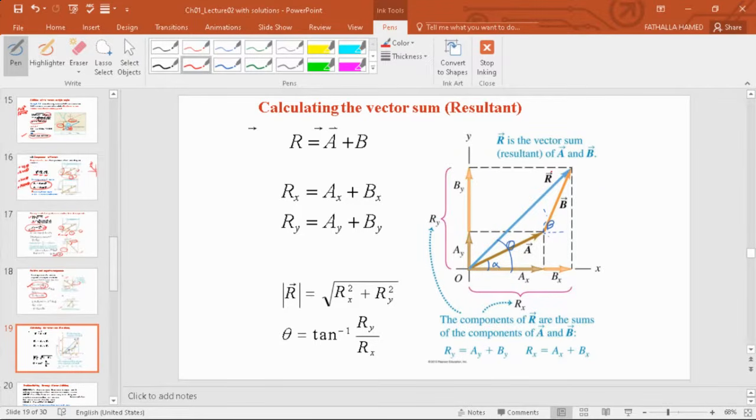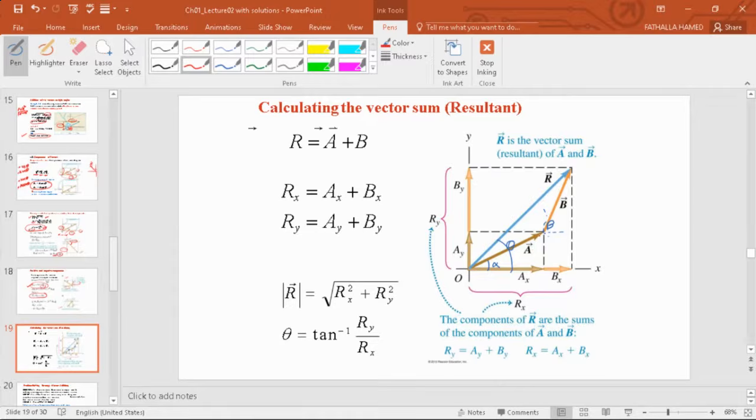Now, previously, you can do this graphically. That means you're going to use your measuring tools to do that. Or you can use your knowledge of trigonometry. And in this case, you're going to use the law of cosines.